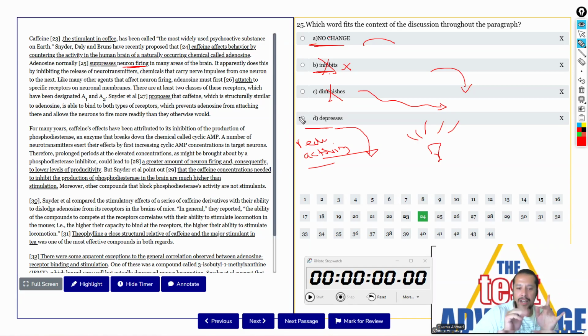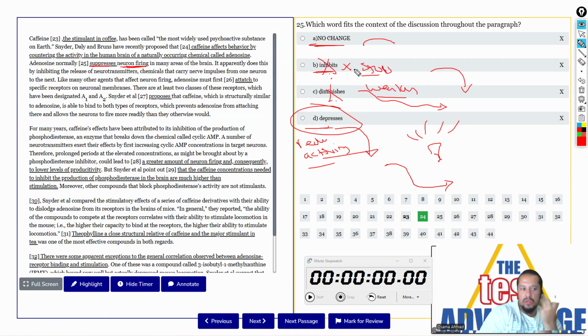Firing is an action that happens a lot. So here we're going to say it depresses neuron firing, which means there is activity all the time. So it reduces activity. The difference between depress and diminish: diminish means it weakens, and we're not saying weaker, we're saying less. And inhibits means it stops it, but we don't want to say it stops the firing, because according to the text, it reduces.